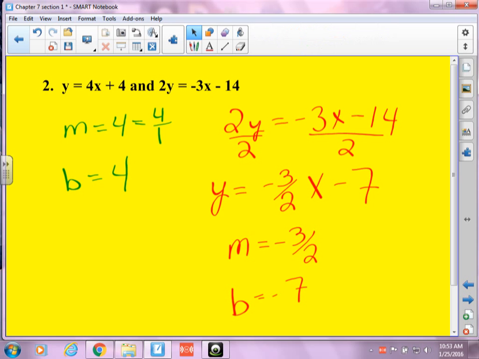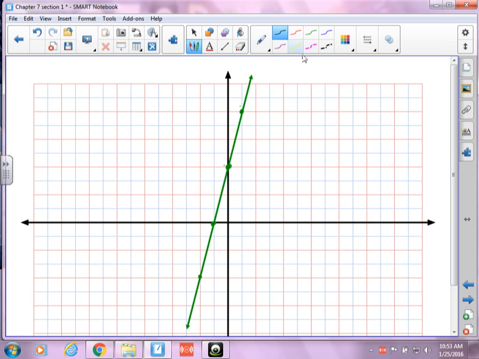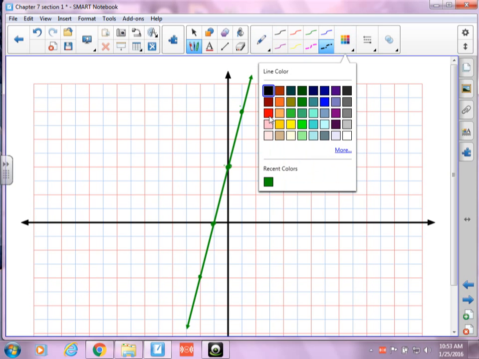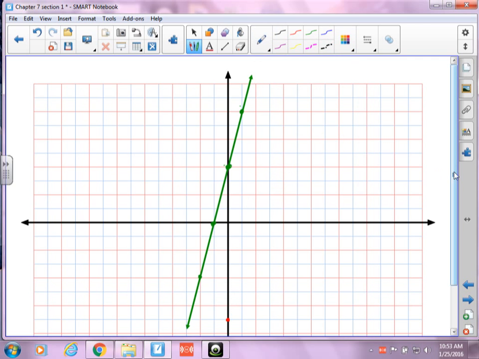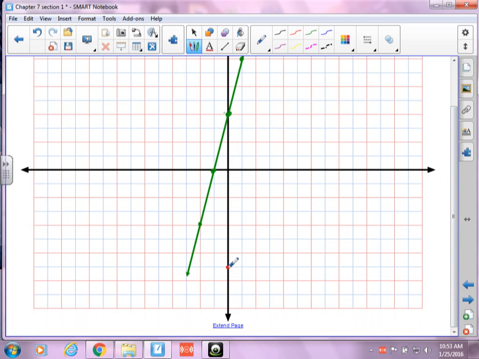What do I graph first? My slope or my y-intercept? Y-intercept. Okay. So I'm going to grab negative 7, 2, 4, 6, 7. And what's my slope? How do I move it? Down. What was my slope? Negative 3/2. Okay, so how do I move it? Down what? Down 3, right 2. Yep. Okay? Or up 3, left 2.